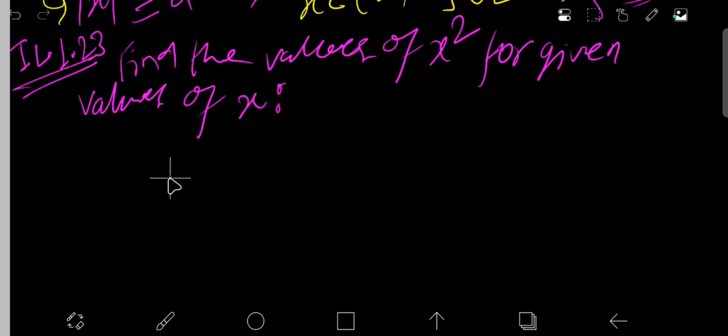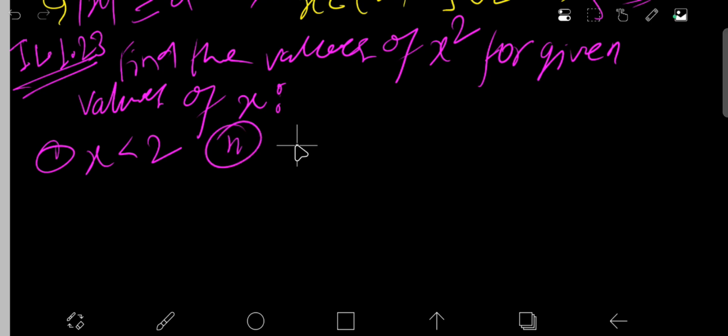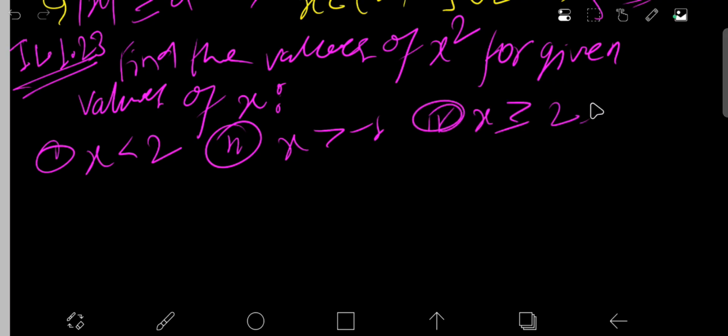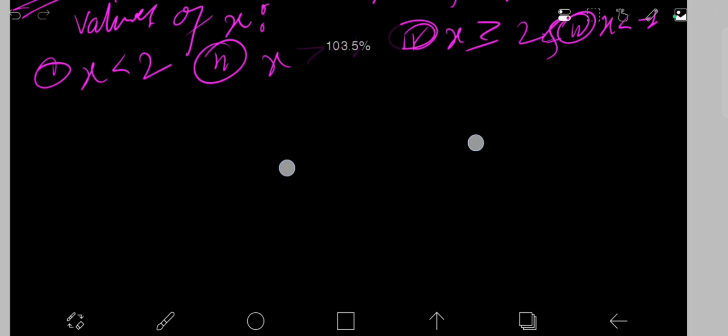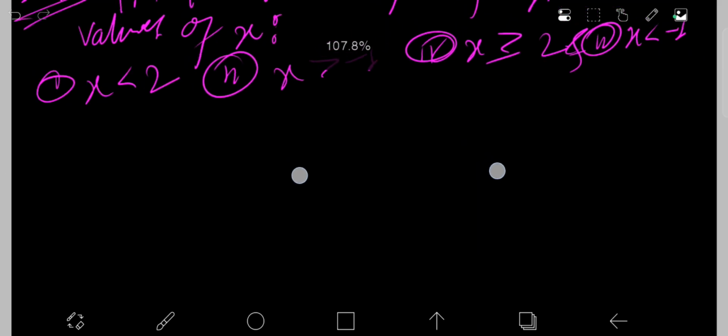x square. The first point given is: if x is less than 2, then the second, if x is greater than minus 1, the third, x is greater than or equal to 2, and the fourth, x is less than minus 1. Then you solve for the value of x square.